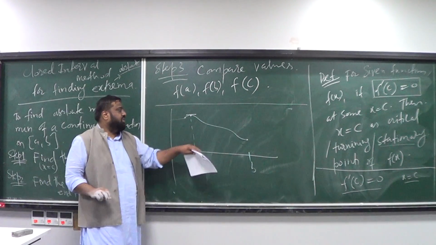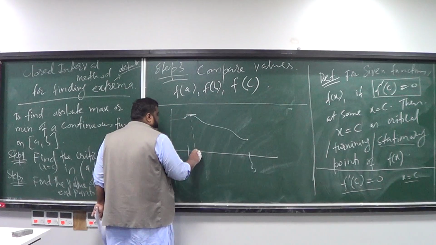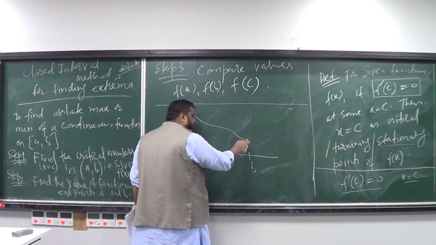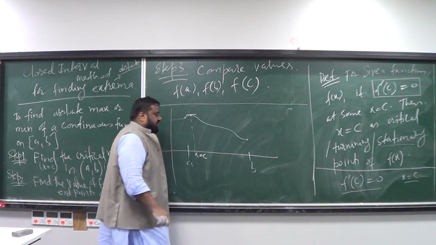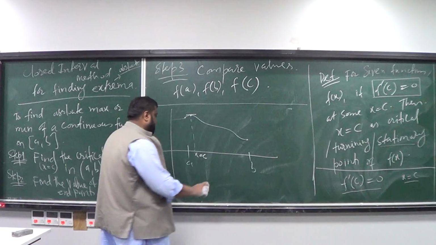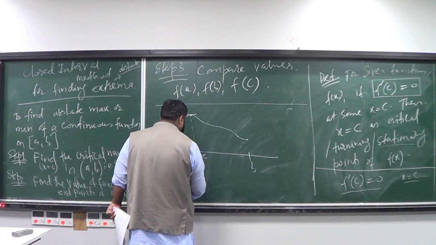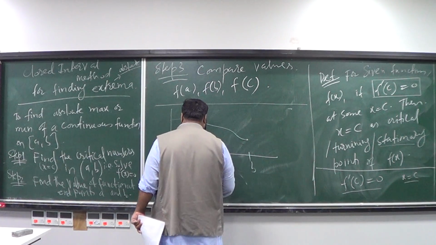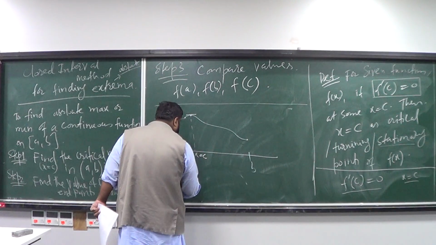This is maximum and this is minimum. So this is x equal to c, where you have maximum, and this is f of b, where you have minimum. You can make any other curve. You can make, for example, any other curve. So let me make, say, this curve.